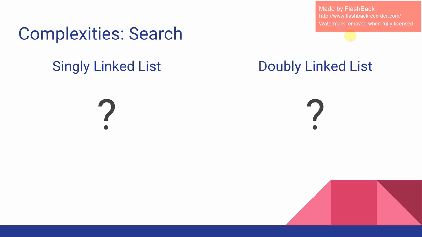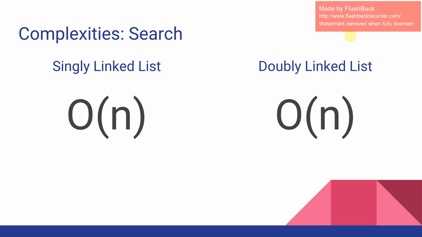Now let's talk about searching. How long does it take to search for a specific element in a singly or doubly linked list? Turns out this also takes O of n time for much the same reason that I talked about a second ago. It might be that you're searching for the element that shows up last in the list, and so you'll have to traverse the entire list to get to that element.